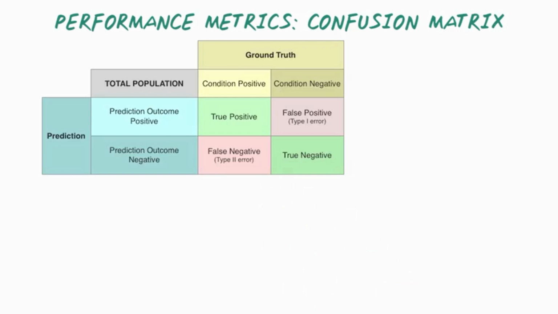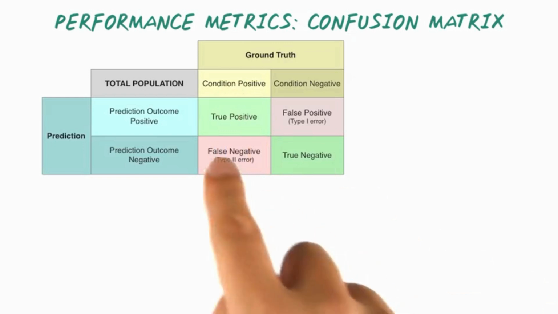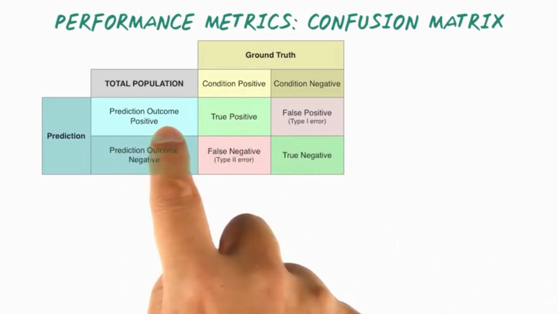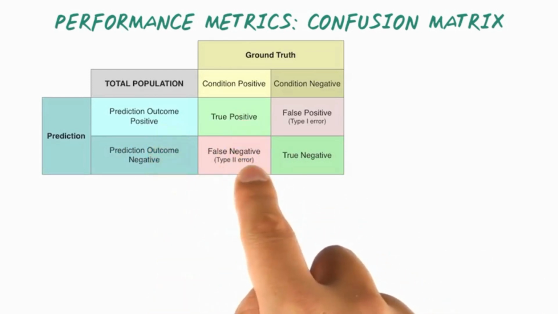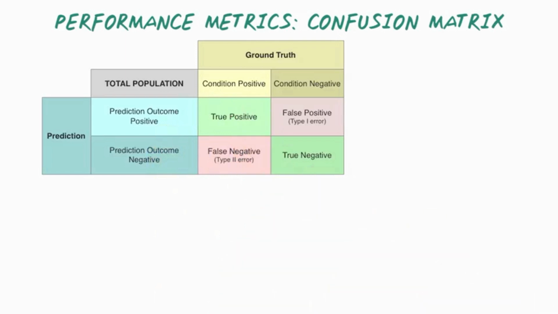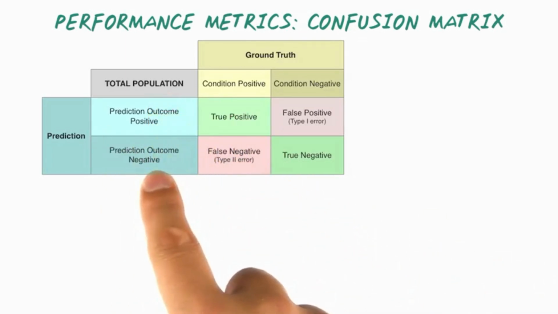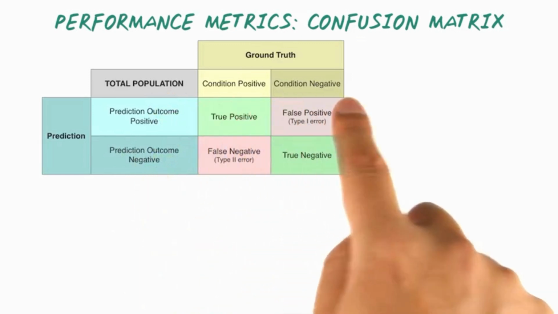Now, we understand all the definitions of this basic matrix. Let's look at the relationships among its entries. First, each row and column of this matrix sums up to the marginal. For example, true positive plus false positive equals prediction outcome positive. And true positive plus false negative equals condition positive. And the total population equals prediction outcome positive plus prediction outcome negative, or condition positive plus condition negative.